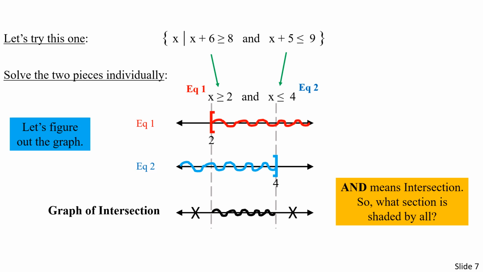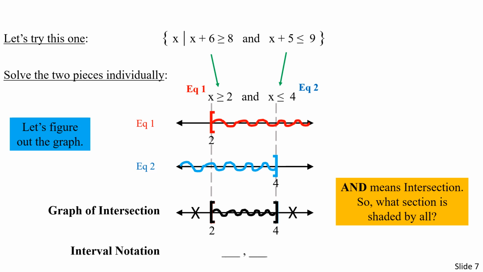So that is my solution. That's the graph of the intersection. And of course, at the 2, it has a bracket. And also at the 4, it has a bracket. So that would be the graph of the solution to this intersection question.